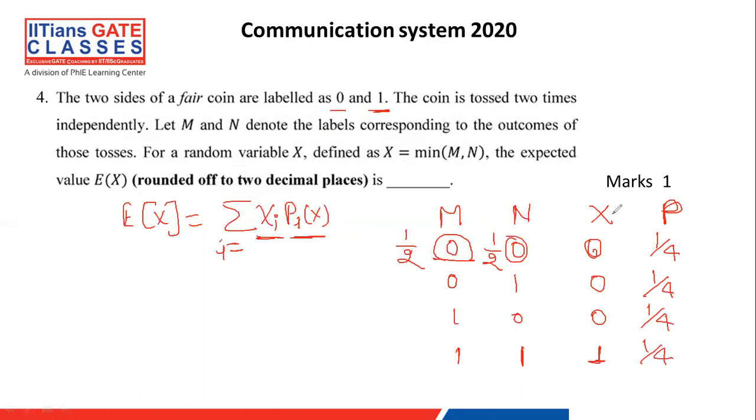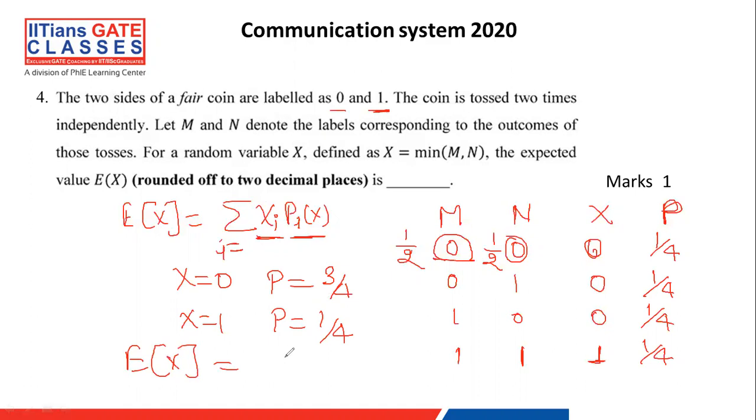So you see, for X equals 0, the probability is 1 by 4 plus 1 by 4 plus 1 by 4, that is 3 by 4. For X equals 1, the probability is 1 by 4. Just put it here. So the expected value of X will be 0 into the probability, so 0 into 3 by 4, plus X equal to 1, its probability is 1 by 4.